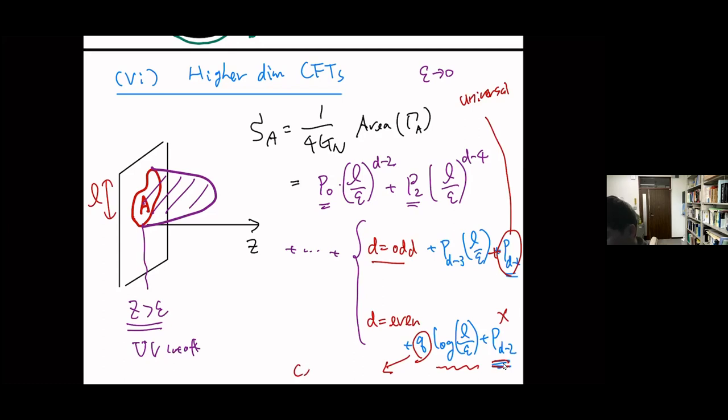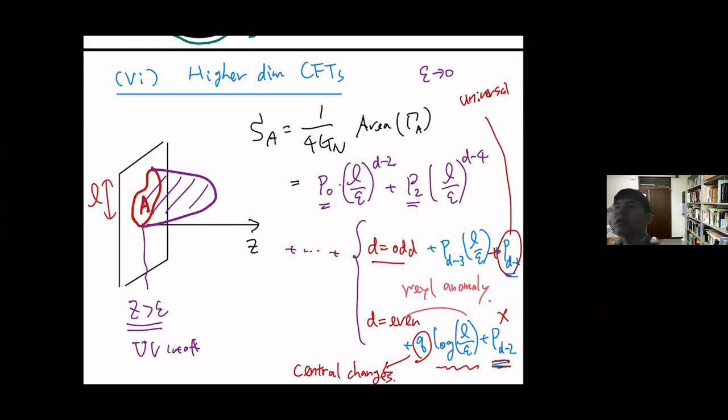This turns out to be a linear combination of central charges, because this logarithmic term basically means the Weyl anomaly. This is related to the Weyl anomaly, so it's proportional to the central charge. Okay, so these are the basic behaviors of these higher dimensional conformal field theories.